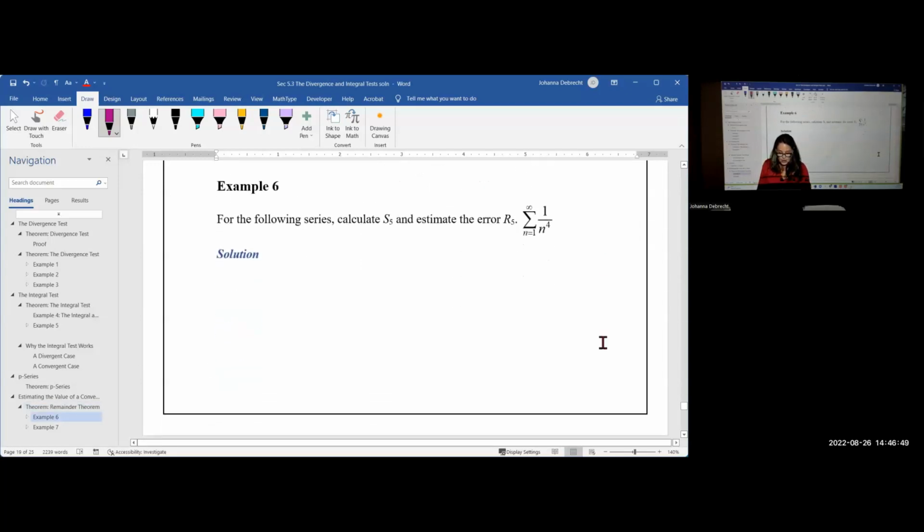So let's see how we actually apply this to an example. In this example, we have the series from n equals 1 up of 1 over n to the fourth. We want to find the approximation for the series using the first 5 terms, that's S5, and then we want to estimate the error. How far off are we? What's the upper bound on the error? What's the lower bound on the error? We're going to start with S5.